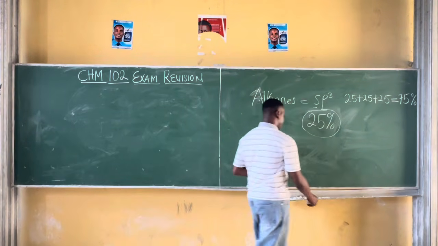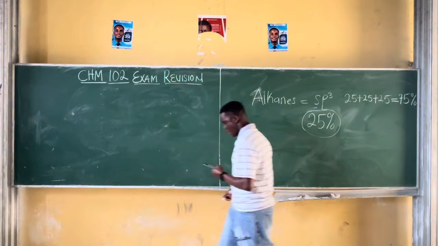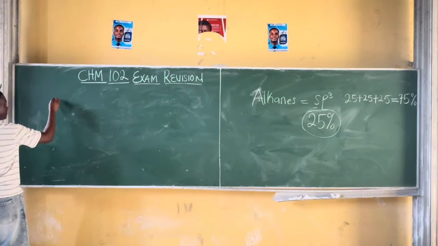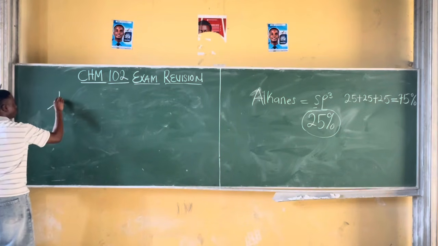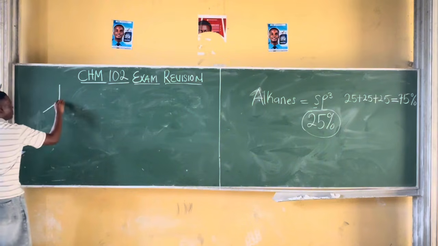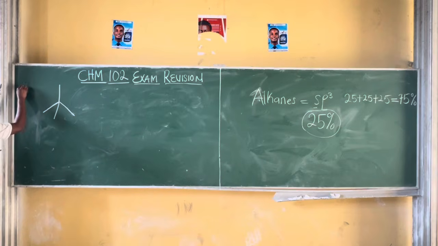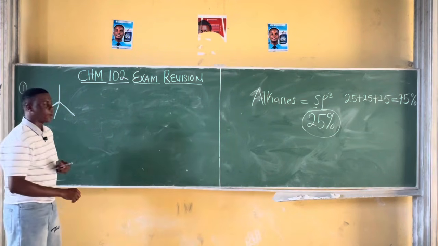So let's start from the first one there. The first compound is in this form. This is the first compound there. They say we should name this compound on the board.